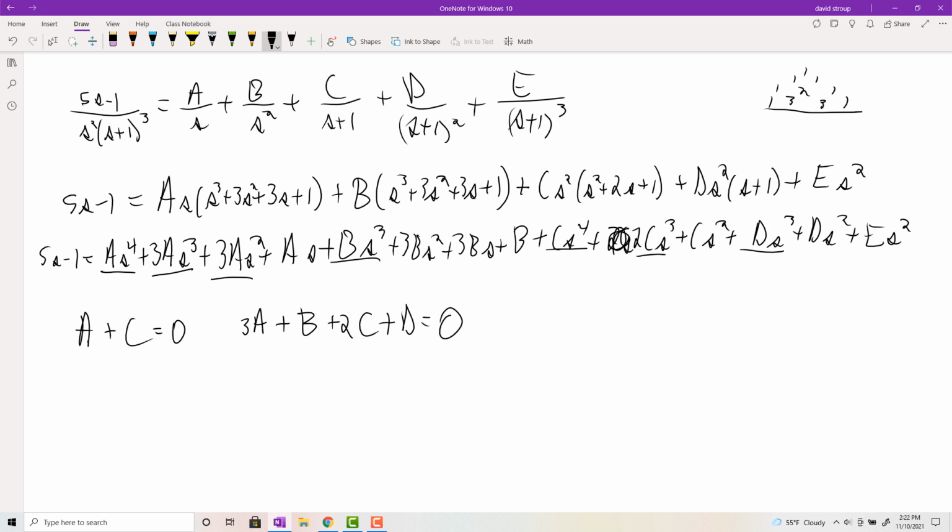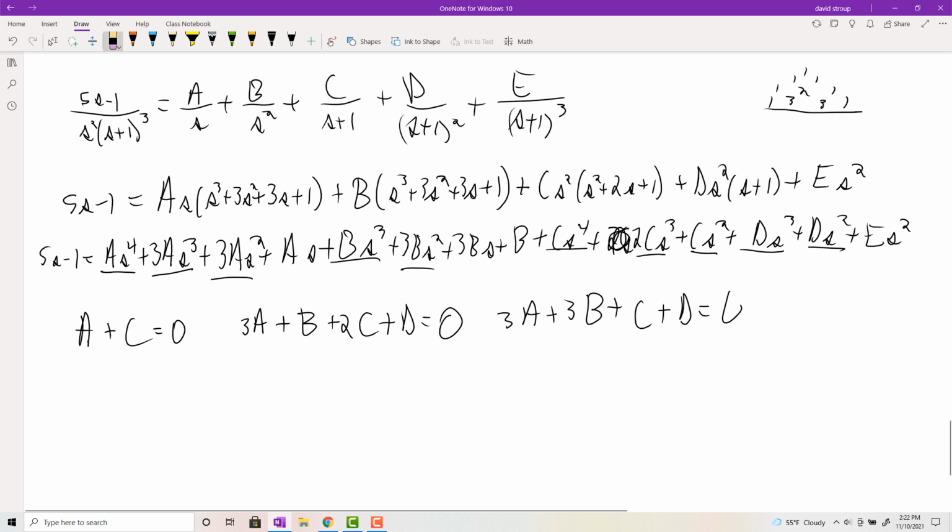Then the powers of 2, 3a plus 3b plus 2, whoops, I almost screwed that up, plus 1c plus a d equals, oh, and plus an e. Oh, we're all getting in on the action, huh?